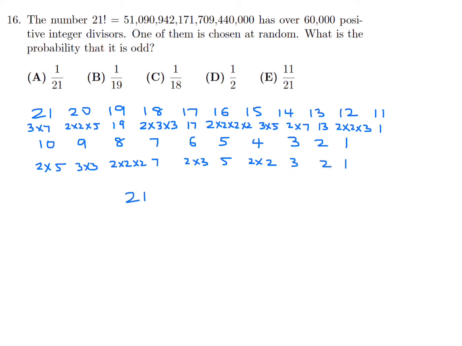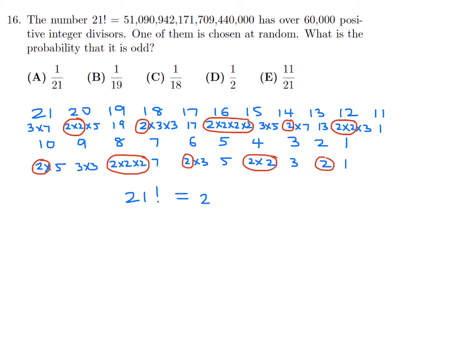Okay, now let's break up 21 factorial into its prime factorization. So, 2, I've got to count them all. 1, 2, 3, 4, 5, 6, 7, 8, 9, 10, 11, 12, 13, 14, 15, 16, 17, 18. All right, great. The next one is 3. I've got to count those. 1, 2, 3, 4, 5, 6, 7, 8, 9. 9 for the exponent for 3.